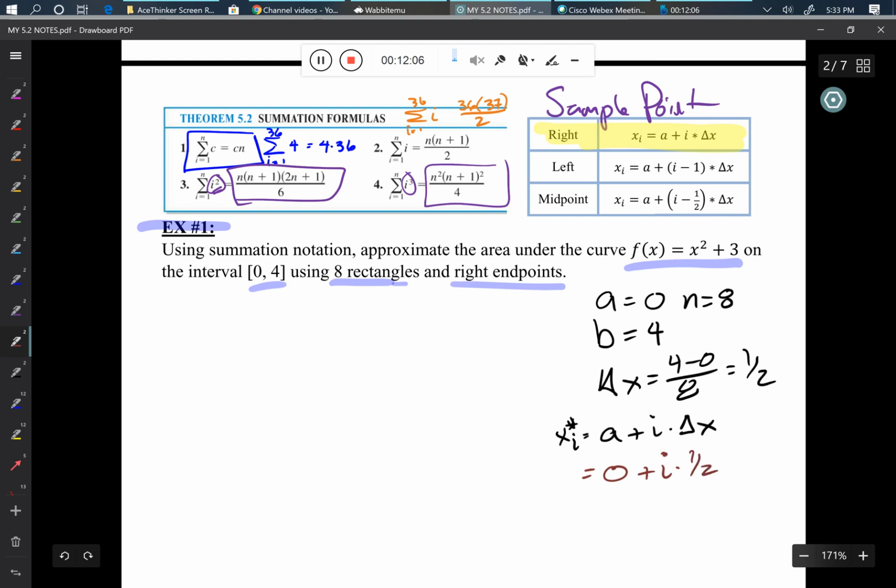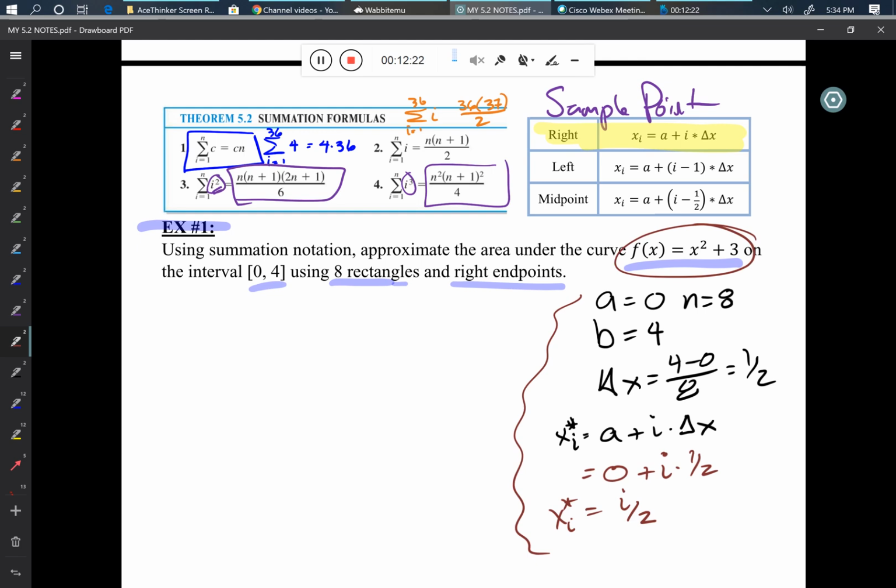I know that delta x is 1/2, or if I want to clean that up, it's just 1 divided by 2. That my sample points, my x sub i's, are i divided by 2. Right? Now I need to take all of this, as well as my function, and write it as a summation. So over here on the left, I'm going to write that summation. It is going to be a summation as i goes from 1 to 8.